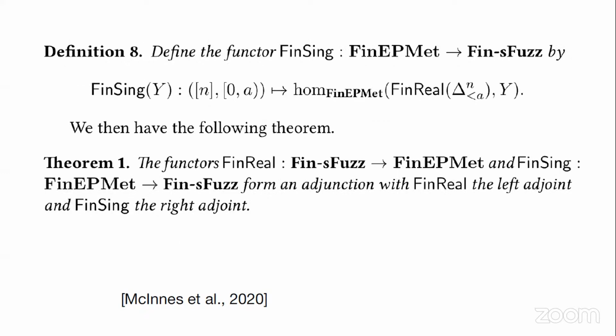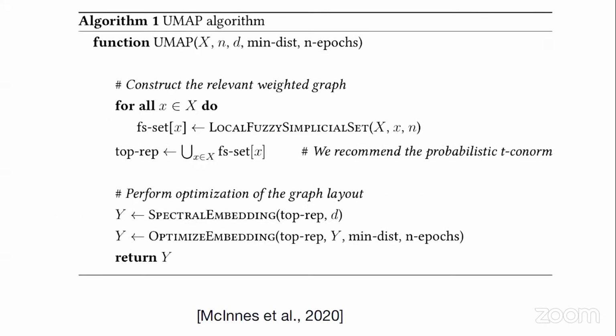Okay, so there are two functors. The one I just showed you, this is the other one, which goes in the opposite direction. There's a lot of detail about how all of this is done, which I will not go into. Here's the main UMAP algorithm. It takes a data set, and it's a typical dimensionality reduction algorithm. It takes a high dimensional data set, and it constructs a low dimensional faithful representation of data.